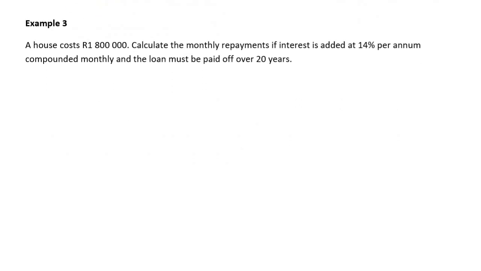A house cost 1.8 million. Calculate the monthly repayments. So I'm definitely thinking not future value. If the interest is added at 14% per annum compounded monthly. Okay, so monthly repayments makes this an annuity. It's not a lump sum. And it's definitely a present value annuity because the lump sum is in the present. I'm not trying to build it up in the future.